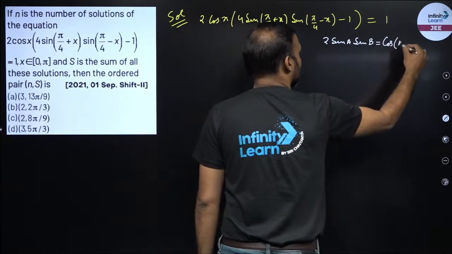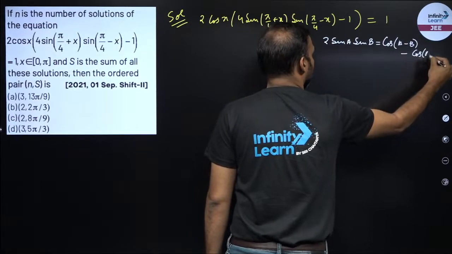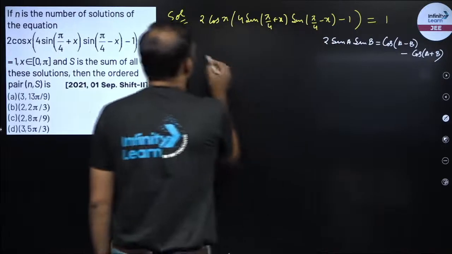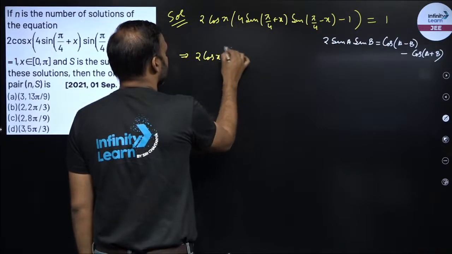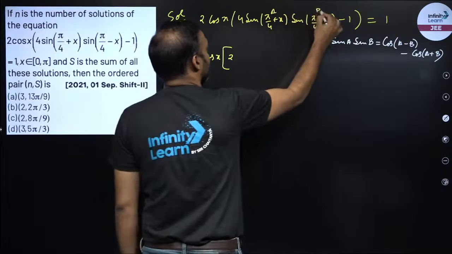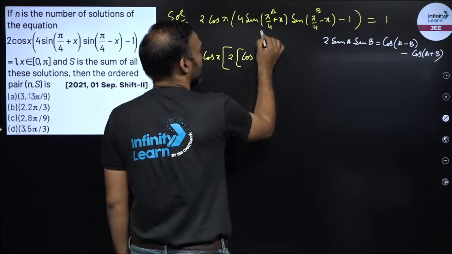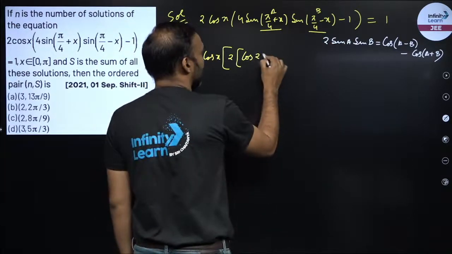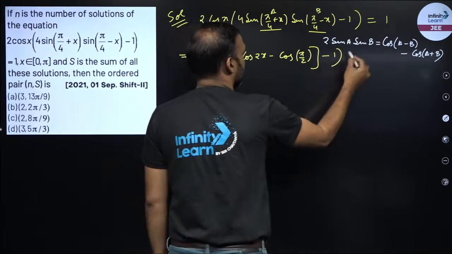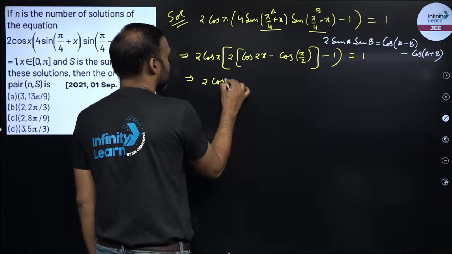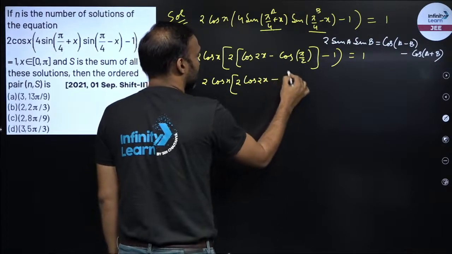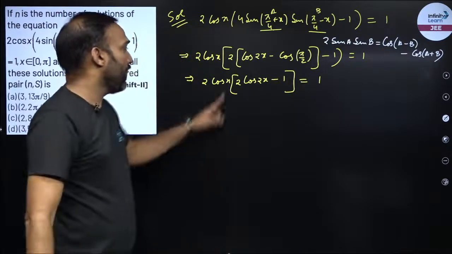This is equal to cos of a minus b minus cos of a plus b. This will be equal to 2 sin a sin b. So I can rewrite this as 2 cos x, I can take 2 out, so I'll have 2 sin a sin b. So this is a, this is b, so I can write this as cos of this minus this, so this minus this would be 2x, minus cos of this plus this, that is equal to pi by 2, minus 1. So I have 2 cos x, this is 2 cos 2x, cos pi by 2 is 0, minus 1, right. So now I have 2 cos 2x minus 1.